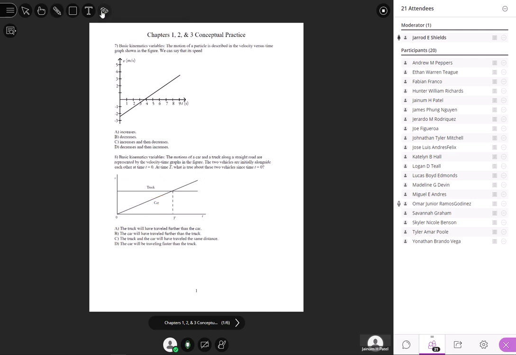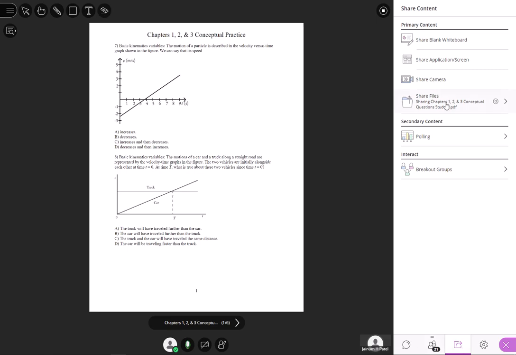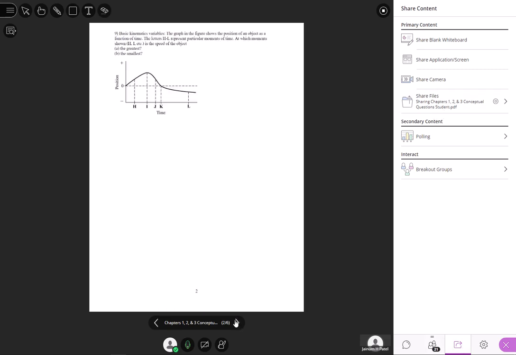Okay, let's look at the next one if you don't have any questions about that. Oh yeah, I don't have to do that. I can do this right here. There we go. All right, let's look at this one. Basic kinematics variables. The graph in the figure shows the position of an object as a function of time. The letters, that's kind of hard to read, isn't it? Well, let me just look, I've got it printed off here. Yeah, that's a typo. That's an H. H through L represent particular moments of time.